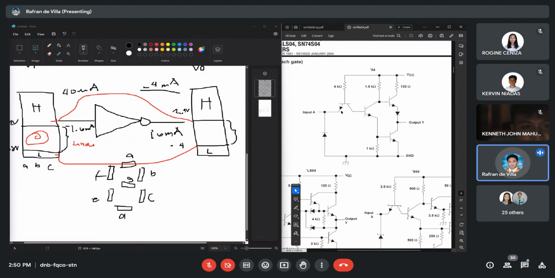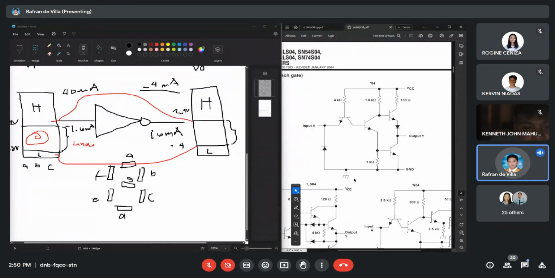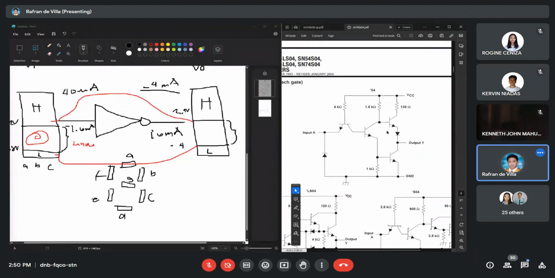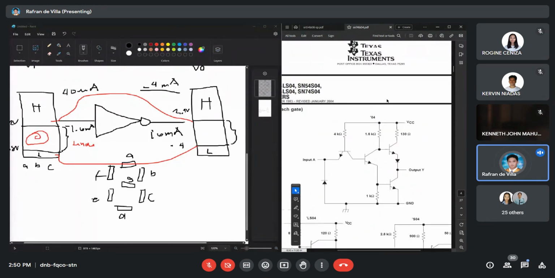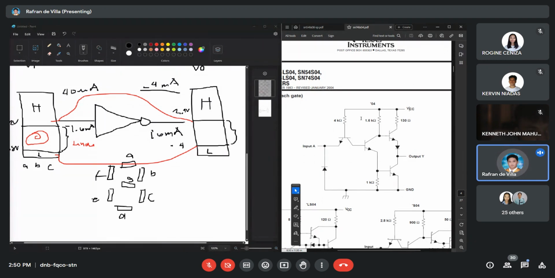What is this symbol, guys? It is not a MOSFET. It is a BJT. So, this is a BJT, guys. It is not a MOSFET.